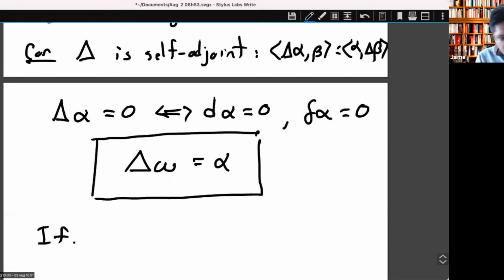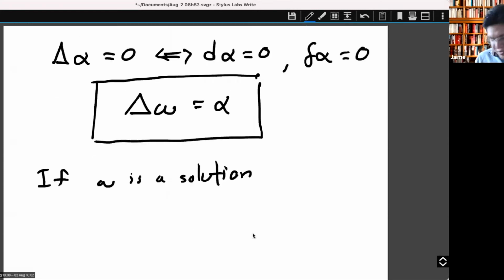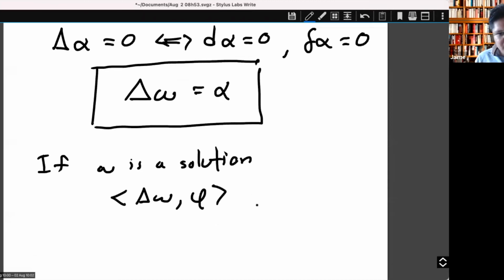Well, we can make some observations. If omega is a solution, then we now use the inner product and consider the Laplacian of omega with another form phi. This should be what? It should be alpha with phi, right? And then we can sort of solve for omega using the adjoint, right?